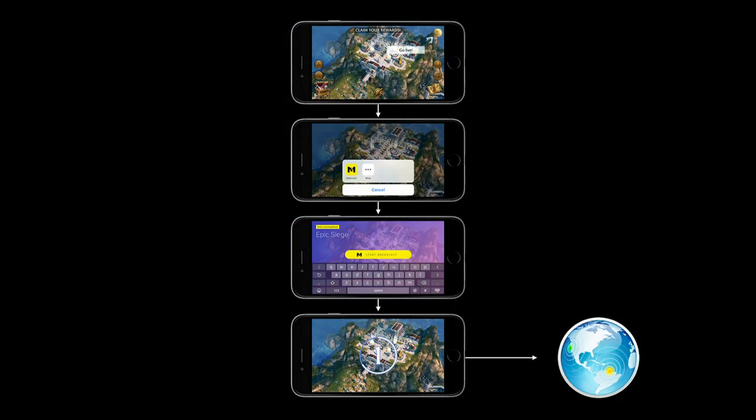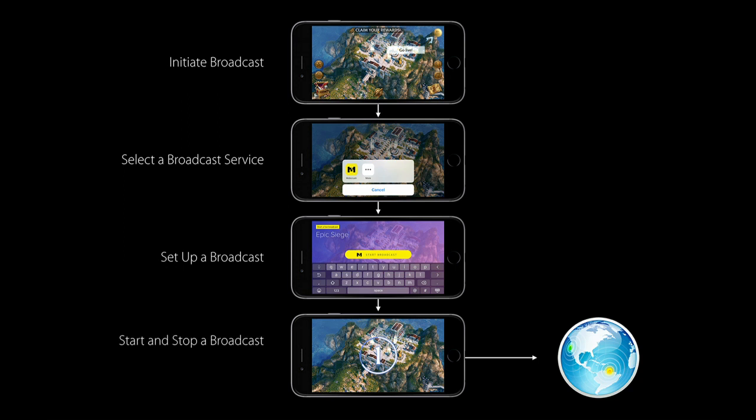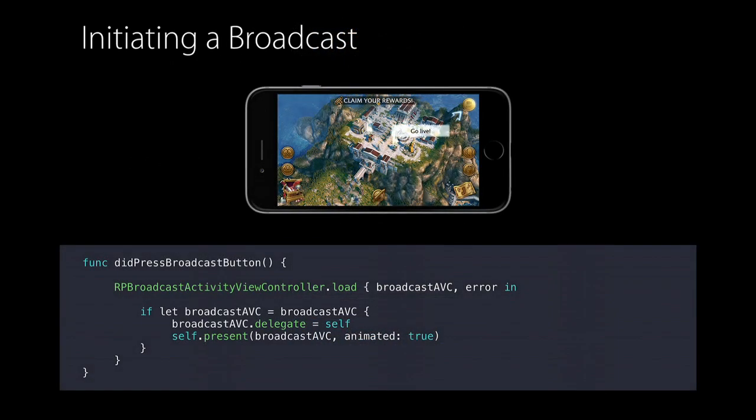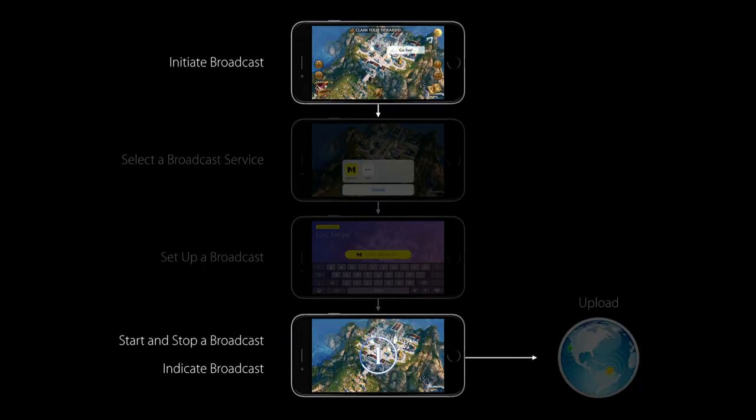All right, so now that we've seen the entire flow, as a game developer, you're probably wondering what it takes to implement this feature in your games. Here's the player flow broken down. As you can see, there are many steps: initiating the broadcast, selecting a broadcast service, setting up the broadcast, starting and stopping the broadcast, indicating a broadcast is in progress, and also uploading that video and audio data to the backend servers. So this might look a little bit daunting at first, but the good news for game developers is 3 of these steps are handled by ReplayKit and the broadcast service. So let's take a look at the code for each of these steps.